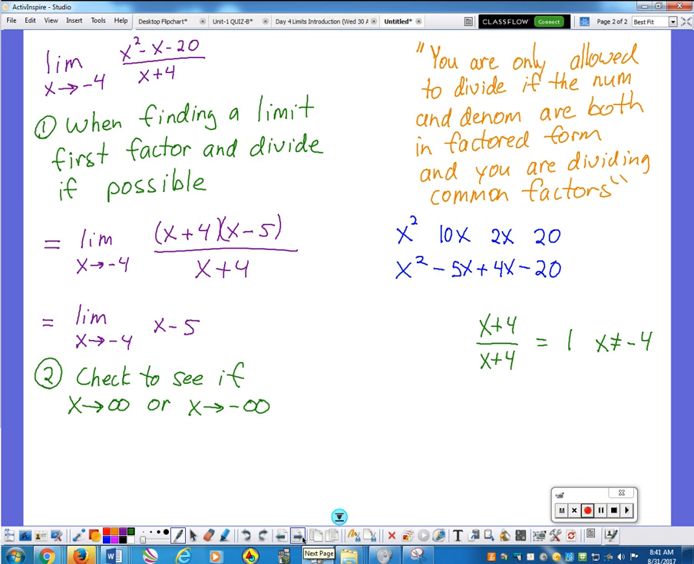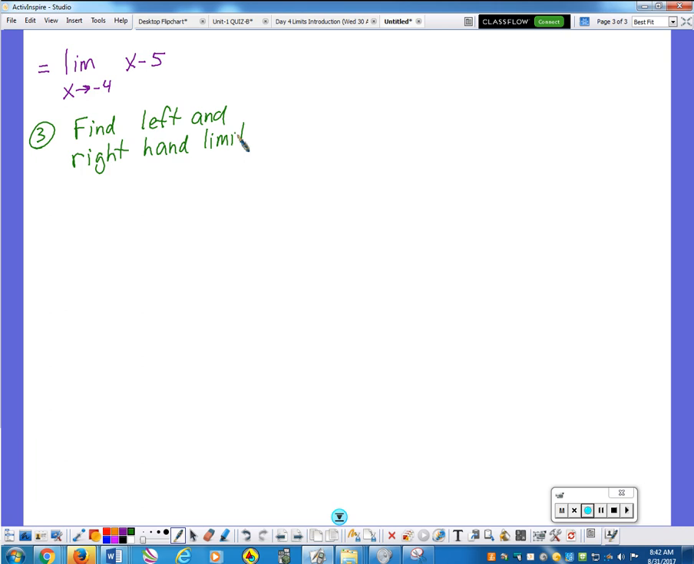Questions? Awesome. Next step. So let's get another page here. Okay, so we're right here. I'm just going to rewrite this on the next page. You don't need to rewrite it. So we've got the limit as x approaches -4 of the function x minus 5. Okay, the next thing to do is we need to check or find what are known as the left and right hand limits. So find the left and right hand limits and compare them.